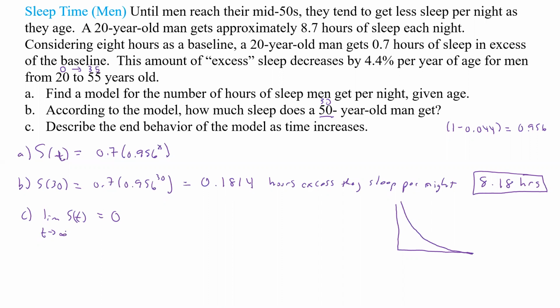So basically, it's decreasing without bound as x increases without bound, and it's just going to get to that 0 part, and we'll be done. And so that would be the end behavior. It just approaches 0 as we get further and further out from that 20-year-old. All right, so let's pause there.